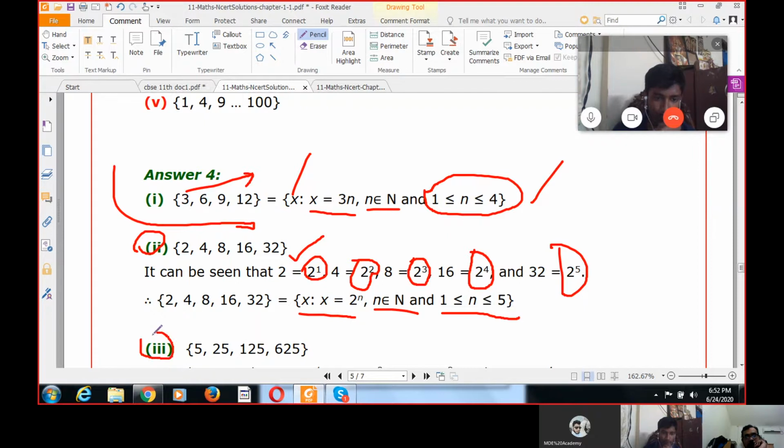Write the set 5 comma 25 comma 125 comma 625, and then write the set builder form. Write it. Okay, sir.